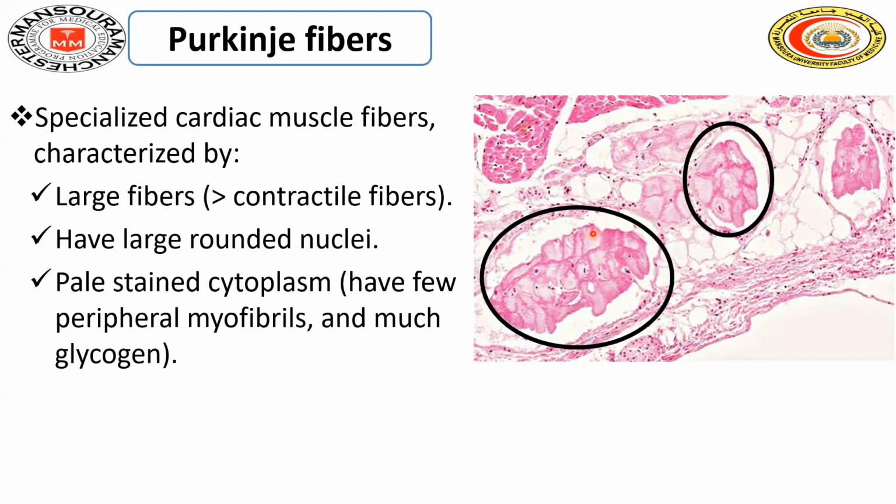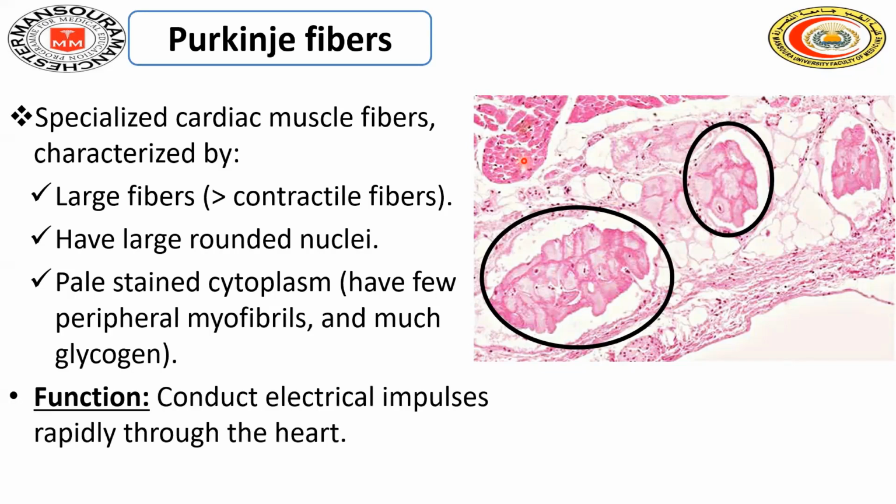In addition, the cytoplasm of these cells is characterized by having much glycogen. And this glycogen is dissolved during preparation of the section, during staining, making the cytoplasm pale stained or vacuolated. So again, Purkinje fibers, in order to be differentiated from other cardiac muscle fibers, are larger in diameter, larger in size. They have large rounded nuclei, and their cytoplasm is characterized by being paler, pale acidophilic compared with the cardiac muscle fibers. The paleness is due to the few myofibrils together with increased amount of glycogen present in its cytoplasm.